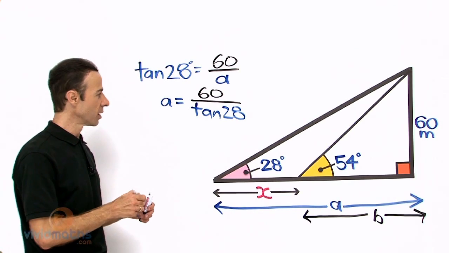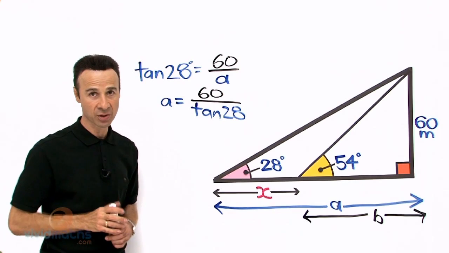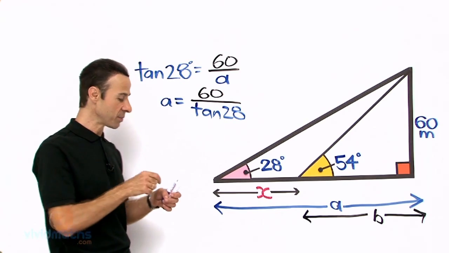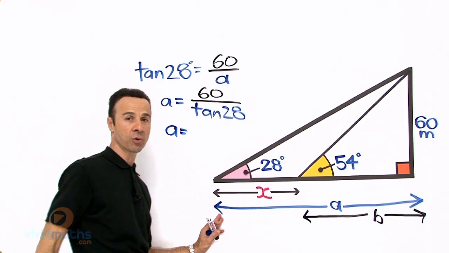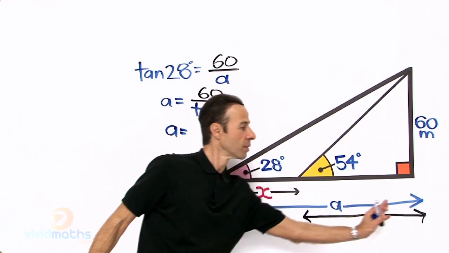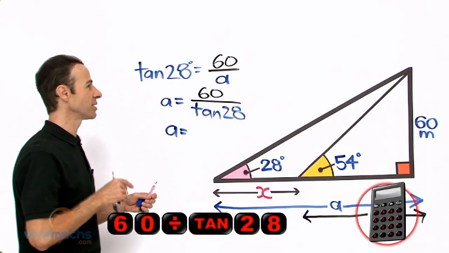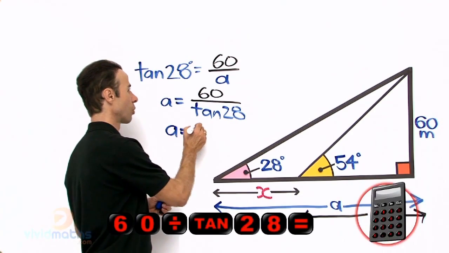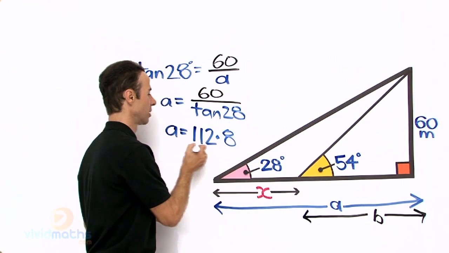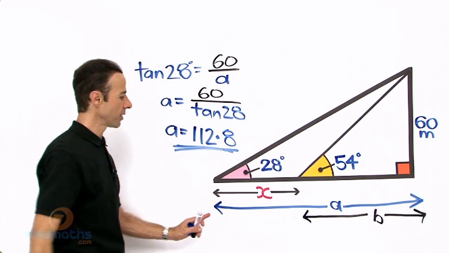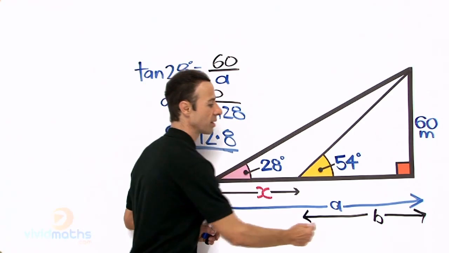That's pretty cool. Now, if we put that in the calculator, we know 60 and we can work out tan 28. Let's put the numbers in, and we're left with A, the very long length across here. Let me just point it out. Right there, A. A equals 60 divided by tan 28 gives us 112.8. All right, that's the A. Now we've got the A. All we have to do now is work out what the B is, right there in black.